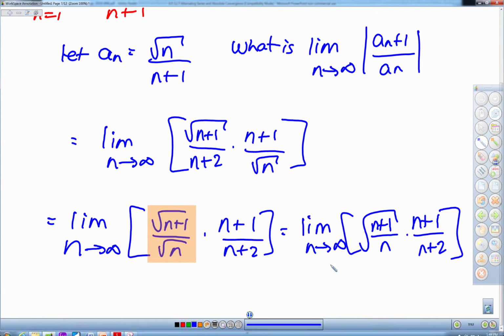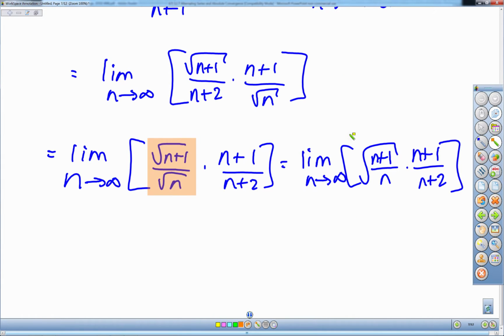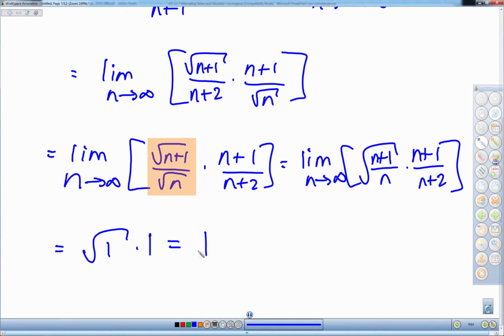Okay, so the limit of a product is equal to the product of the limits. And so the first limit I want to consider is the limit of the square root of n plus 1 over n as n approaches infinity. That's just going to be the square root of 1. And the limit of this ratio here, n plus 1 over n plus 2, as n approaches infinity, well, that too is just 1. Okay, so what we have is that the ratio test gives us 1. And that means that the ratio test is inconclusive.